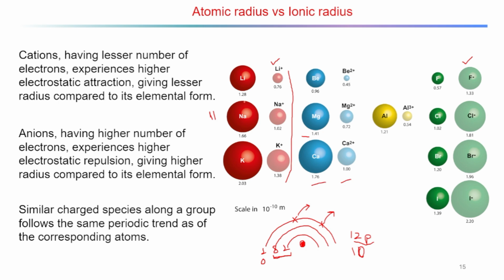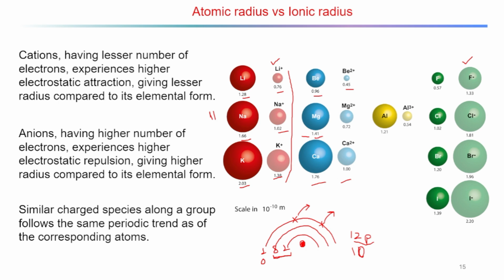You can see in the case of lithium, the size is more compared to lithium plus. The sodium size is more compared to sodium plus. Potassium size is more compared to potassium plus. These are given in 10 to the minus 10 meter, so if you want to convert into picometer, just multiply by 100. So this is 203 picometer, and this is now 138 picometer. Similarly, in the case of beryllium, we had 96 picometer size, but beryllium 2 plus is only 45 picometer.